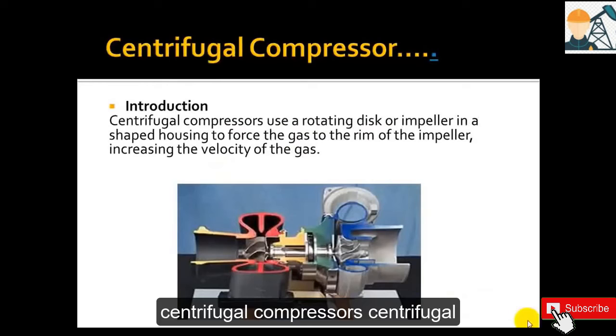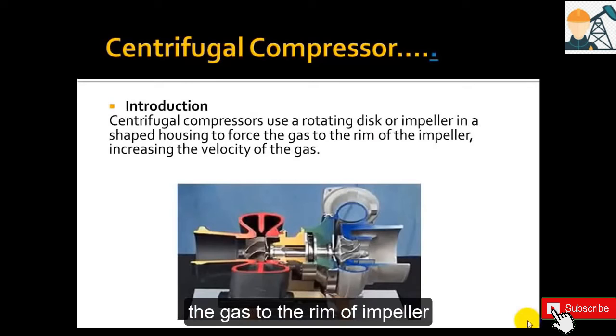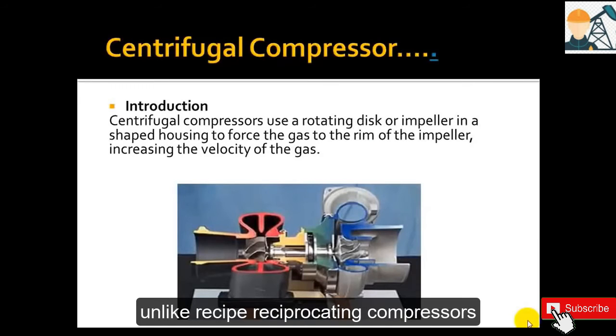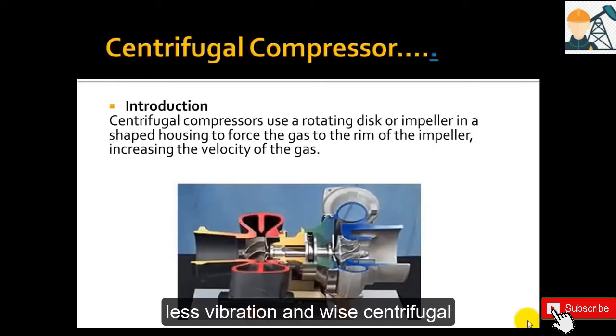Centrifugal compressors. Centrifugal compressors use a rotating disc or impeller in a shaped housing to force the gas to the rim of the impeller, increasing the velocity of the gas. Unlike reciprocating compressors, centrifugal compressors are a steady flow device, hence they are subjected to less vibration and noise.